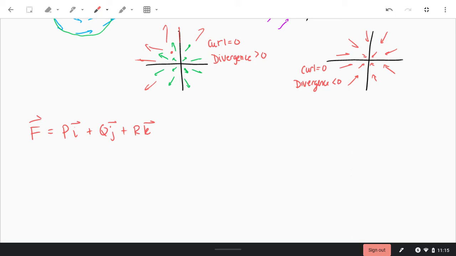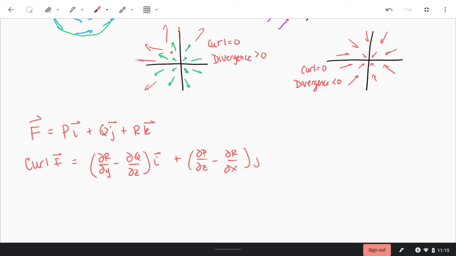Okay, and then the curl of f, this is going to seem confusing, but there's an easy way to remember it. It's the partial of R with respect to y minus the partial of Q with respect to z, i, because remember I said curl is going to be a vector, dP/dz minus dR/dx, j. Okay, and then plus dQ/dx minus dP/dy, k.